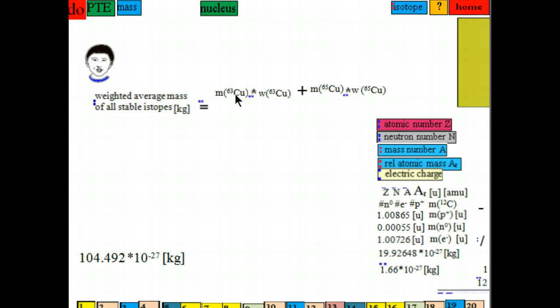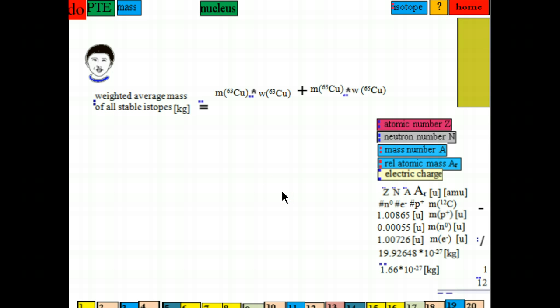So here the mass for copper 63, the number appears down here, is 104.492 multiplied by 10 to the power of minus 27. That we have to multiply by 0.69, which is the weight, and 69% of all copper atoms in nature have a mass number of 63. And then to that we add the mass for copper 65, which is 107.812 multiplied by 10 to the power of minus 27 kilogram. And we multiply that by the weight of copper 65, which is 0.31, which means 31% of all the copper atoms that appear in nature are copper 65.